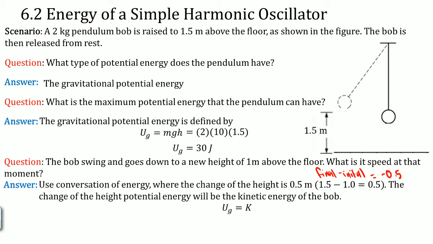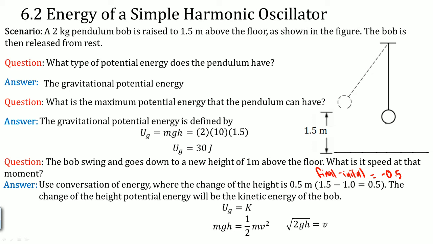Okay, the change in that height's potential energy will be the kinetic energy of the bob. Ug is the potential, K is the kinetic. I make the substitution for the variables. Even if you plug it in, you're still going to just get a negative value. So watch. It is mgh equal to 1/2 mv squared. You're going to see that the masses cancel. Then you multiply both sides by 2. Then you take a square root. So v is equal to the square root of 2gh.